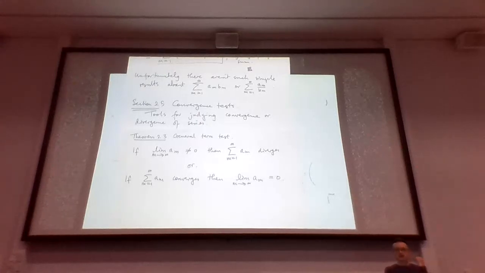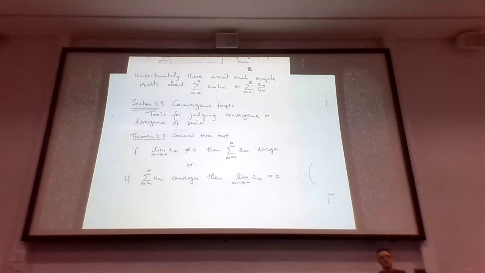Be careful and guard against misquoting it. It does not say if the step size converges to zero, then the series converges. That's false. I'll say it again: what I'm about to say is false. If the step size converges to zero, then the series converges. That's misquoting this, but it's a common mistake or misstep that people will make when engaging with this the first time. You have to be very careful about making that.